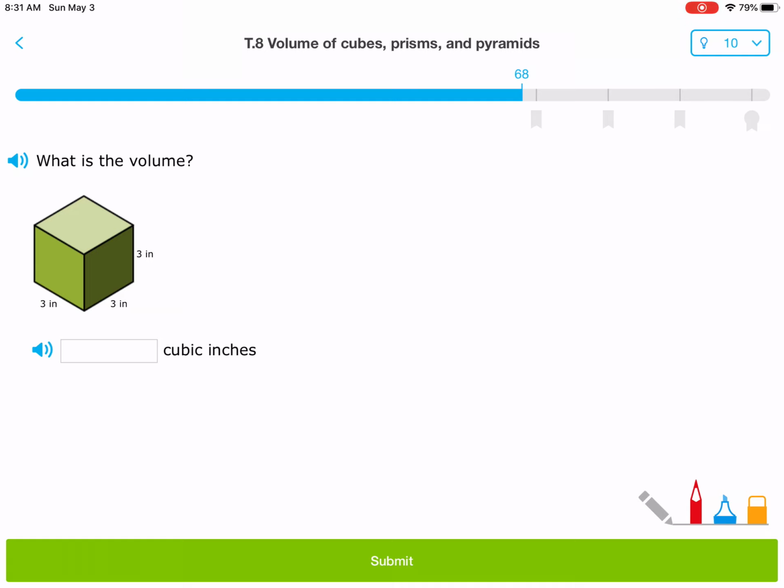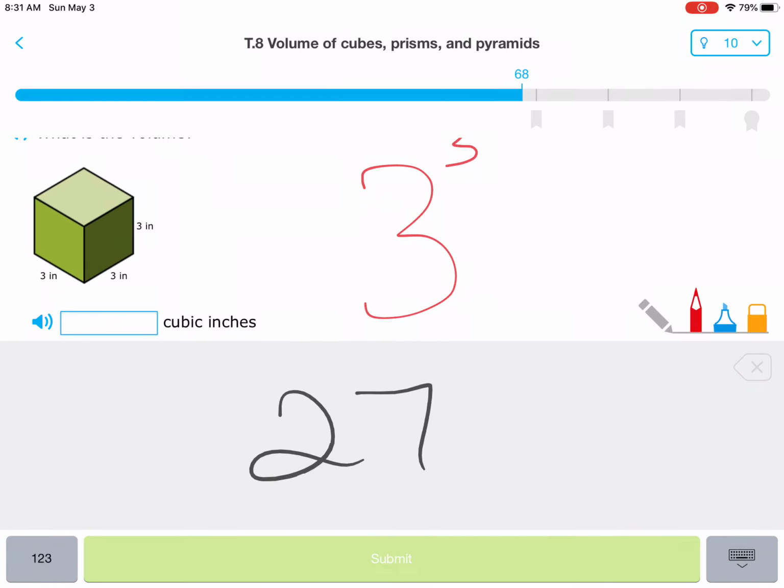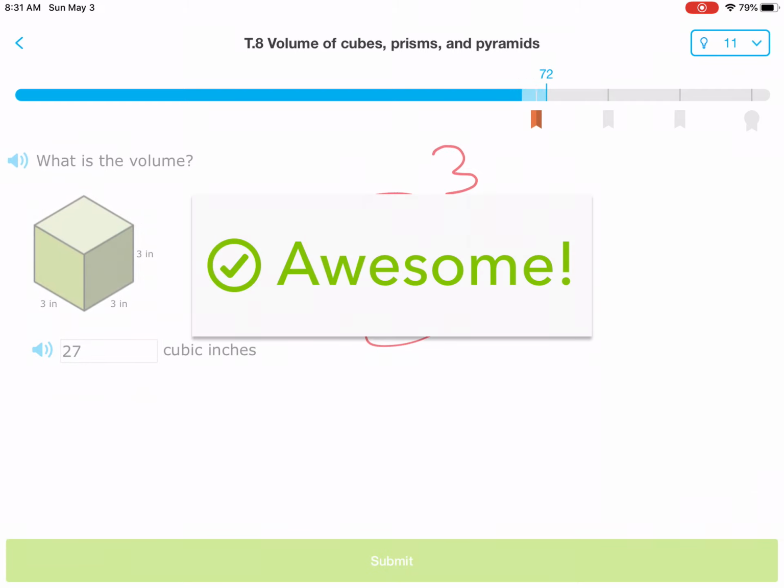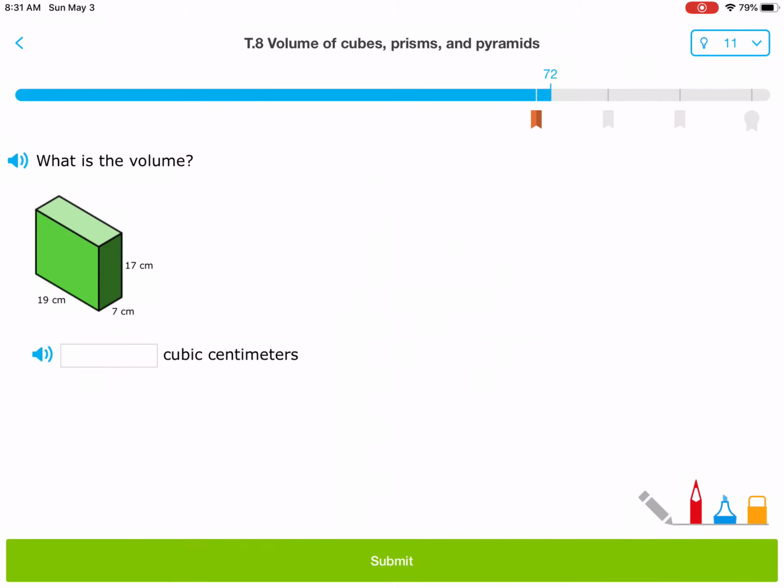Volume of this cube would be 3 to the 3rd power, or 3 times 3 times 3. The volume is length times width times height. So 19 times 7 times 17.